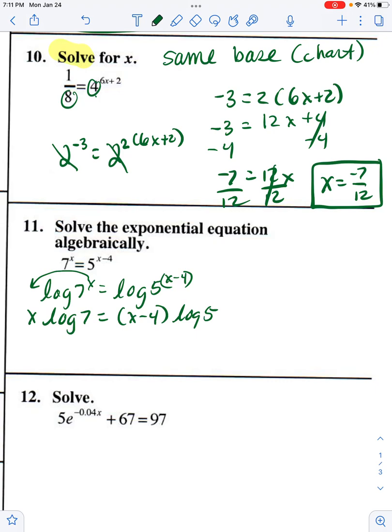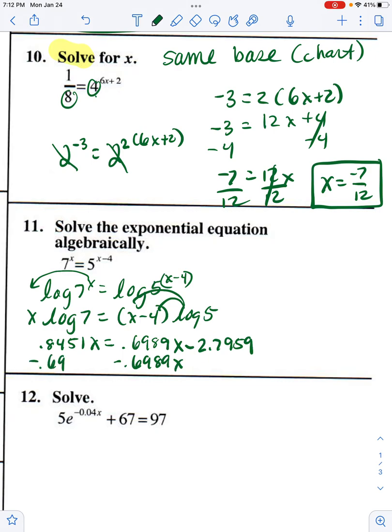And now I'm going to go to my calculator and find out what the log of 7 is. And it's 0.8451-ish, and that's times x on this side. And then over here, I'm going to be distributing. So when I do log 5, I get 0.6989x. And then I'm going to be multiplying that by the negative 4 as well, which is minus 2.7959 basically. So now even though it's icky, I can at least solve it.